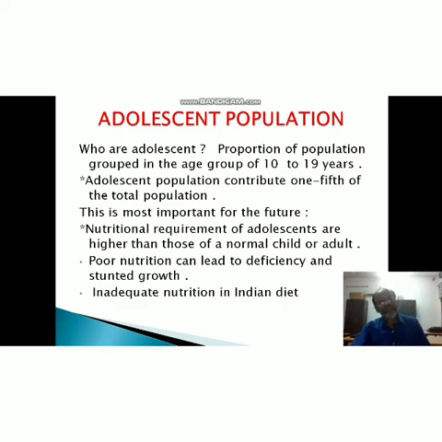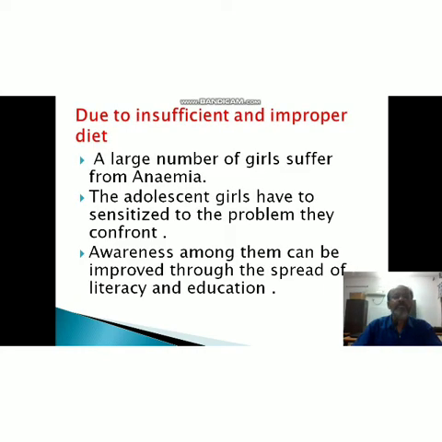Inadequate nutrition in the Indian diet: due to an insufficient and improper diet, a large number of girls suffer from anemia. They are not getting proper calories, they are not getting proper food, and a balanced diet is not there. So a large number of girls are suffering from anemia. Adolescent girls have to be sensitized to the problems they confront. Awareness among them can be improved through the spread of literacy and education.